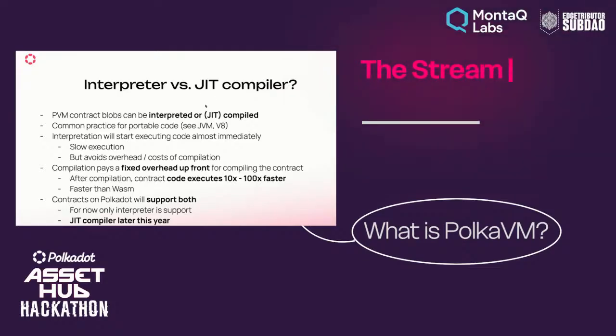But if you also can compile your contracts, yes, you pay a fixed upfront overhead, but after compilation, your code executes much faster. It executes in near native code speed, and with this I mean actually near native speed, not as we'll see in some benchmarks. And contracts on Polkadot Hub will support both. We just start with the interpreter, and the JIT compiler will follow later.